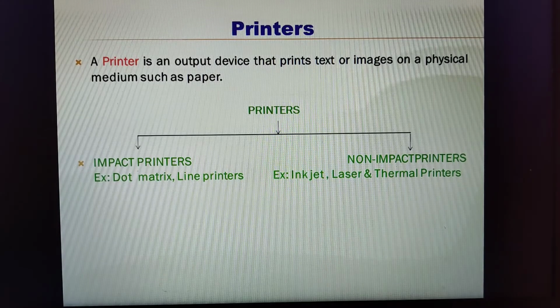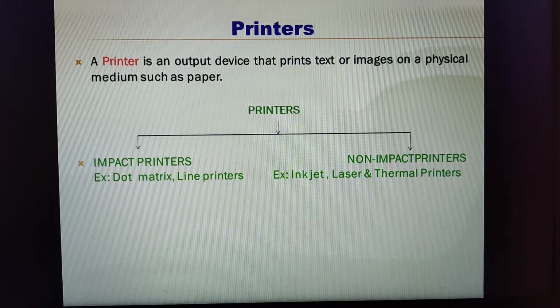So they are able to support multiple copies, but they do not support any kind of transparencies. If you want to print onto plastic or glass, these impact printers do not support it. Here the speed is measured in terms of characters per second.